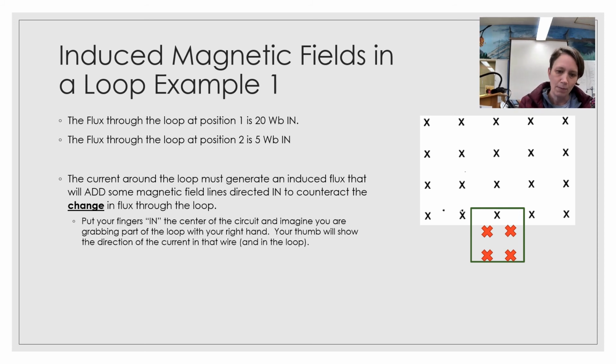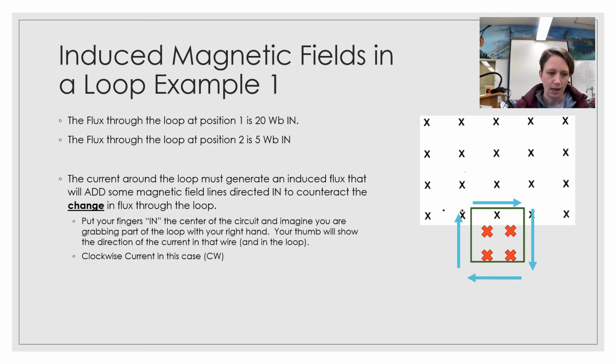And then you can grab the wire, and using the first right hand rule, you can figure out what direction is the current in that wire required to have created that induced field that was in. If you do it in this case, you're going to discover that no matter which wire you grab, you're basically creating a clockwise current, and that is what would happen in this scenario. We would actually induce a clockwise current in that loop.